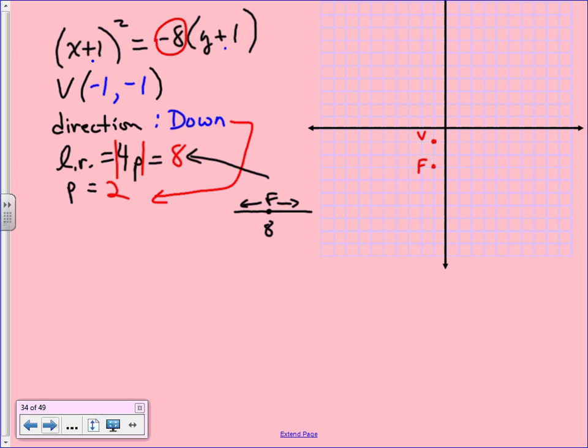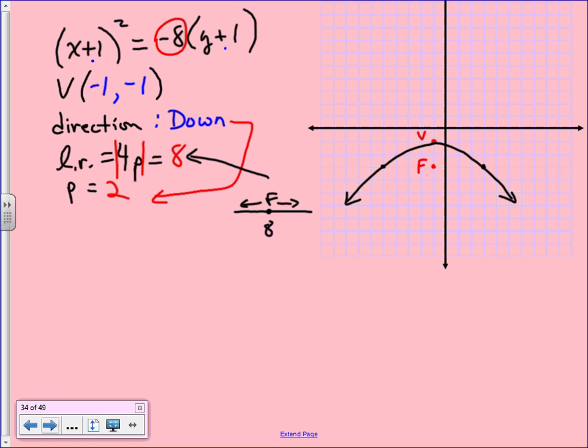So from the focus, I'm going to go to the right 4. 1, 2, 3, 4, put a point. Going to the left 4. 1, 2, 3, 4, put a point. And now I have 3 points of my parabola, and I'm going to sketch the parabola. And you see how the focus sits right inside. There's your parabola. That's how we're going to do it. Okay? I understand this is new. It's a new way to do this. That's okay. You're learning. And here we go. Let's do another one. Give you a second to finish that.